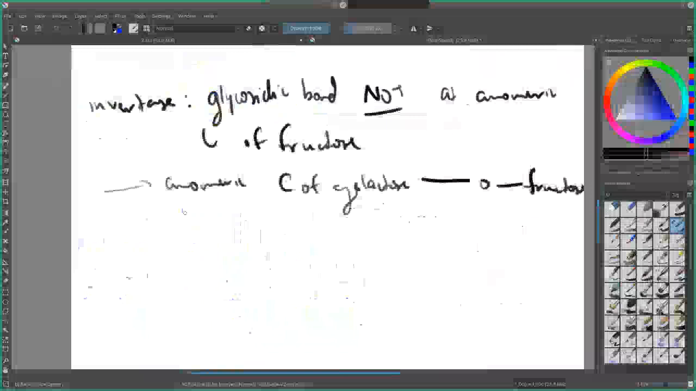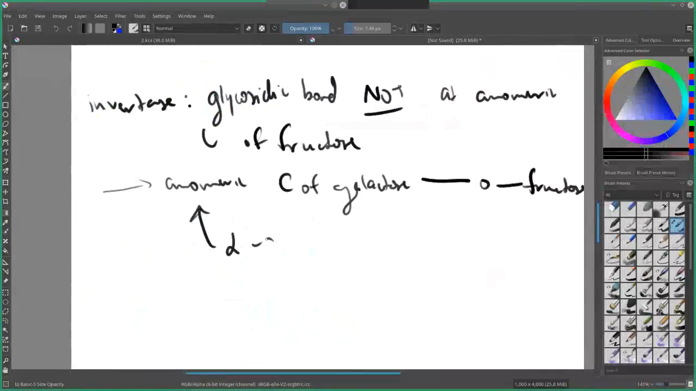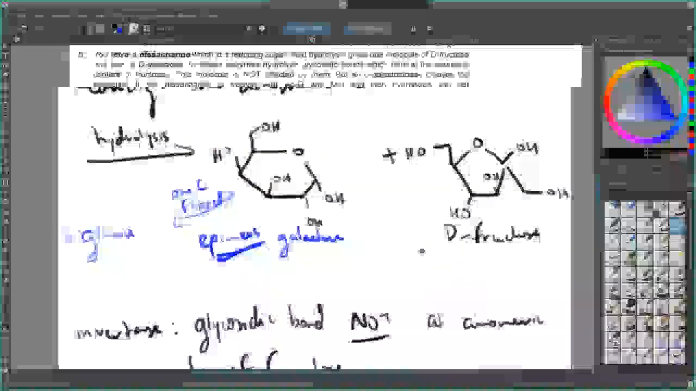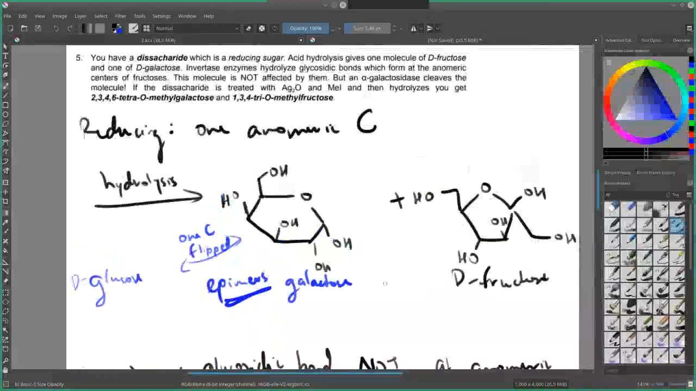Okay. So which means that we're working with alpha galactose. Great. Now all we need left is to tell where that anomeric carbon of galactose is bonded to on the fructose. That's all we need.